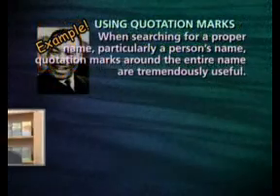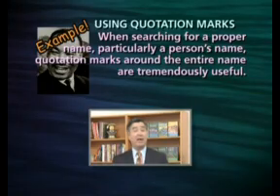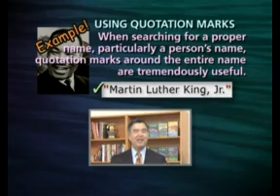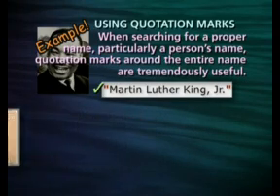By the way, when you're interested in searching for a proper name, particularly a person's name, quotation marks around the entire name are tremendously useful. For example, suppose you were doing a search for Martin Luther King Jr., the great civil rights leader. If you don't put quotation marks around the entire name, the web pages that you get in response to that search will include pages dealing with Martin Luther, the German theologian who was one of the founders of the Protestant Reformation, not really relevant to the search that you're trying to conduct. So put Martin Luther King Jr. in quotation marks, and you'll only get websites dealing with that particular person.